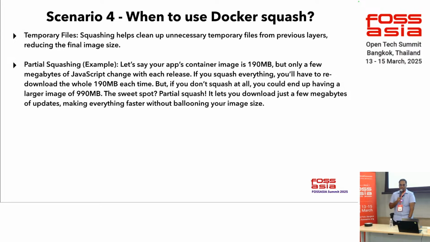So this is a typical example of when to use Docker Squash. It helps you clean up unnecessary temporary files from previous layers and reduces your final image size. And it also helps you do partial squashing. That is, you can choose how many layers you want to squash as well.